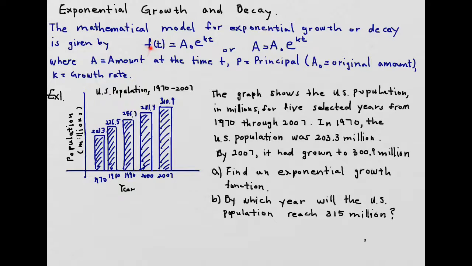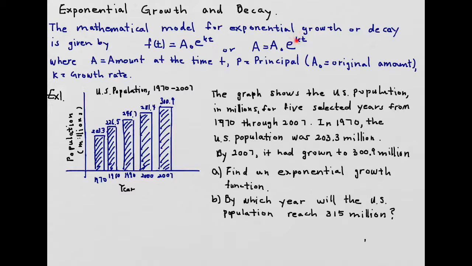the form f(t) equals A sub 0 times e to the kt exponent, or you could also say A equals A sub 0 times e to the kt, where you're going to use A as the amount at the time t, and P is going to be the principal, which is the original amount, A sub 0. And then K is going to be the growth rate.